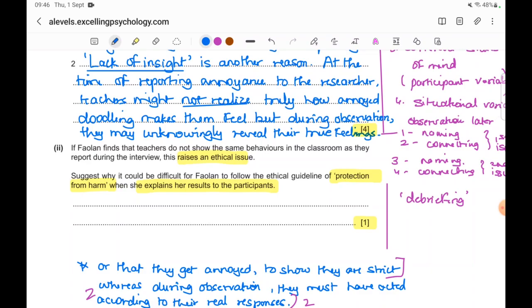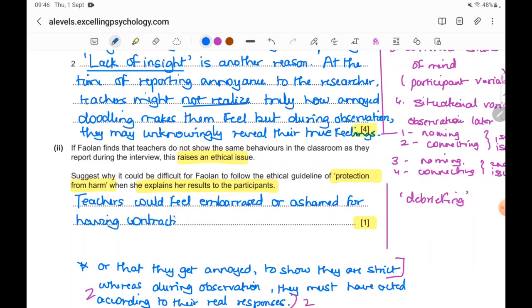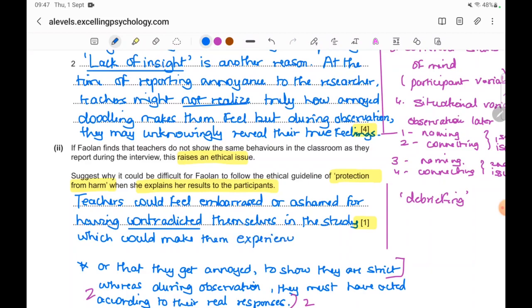Okay, so we'll just talk about the contradiction that participants experience here. What we'll say is that teachers could feel embarrassed or ashamed for having contradicted themselves in the study, which could make them experience psychological harm, thereby breaking the guideline.